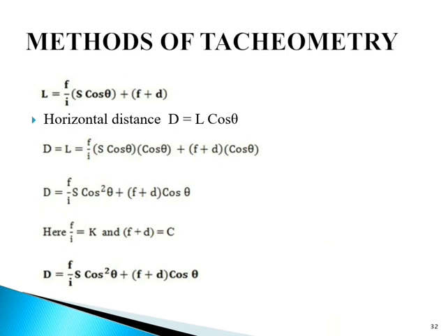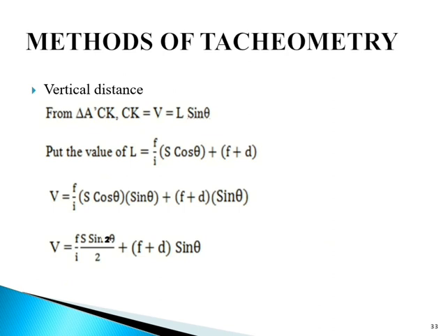So D is equal to F upon I into S cos square theta plus (F plus D) into cos theta. So here F upon I is equal to K and F plus D is equal to C. So putting those values, D is equal to F upon I S cos square theta plus (F plus D) into cos theta.